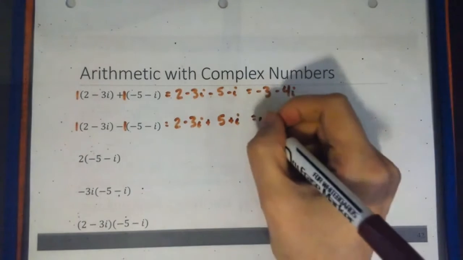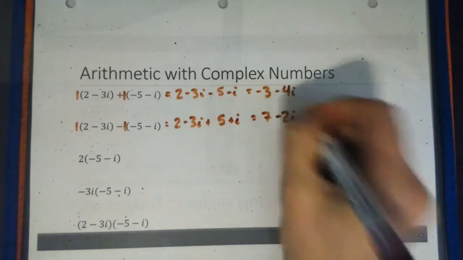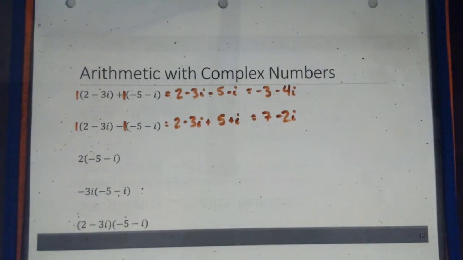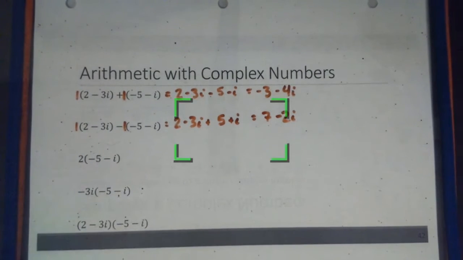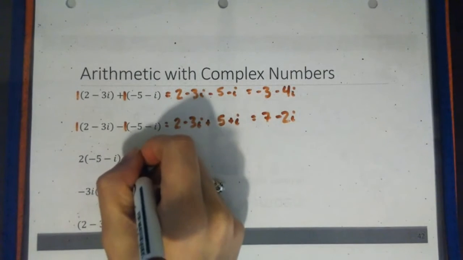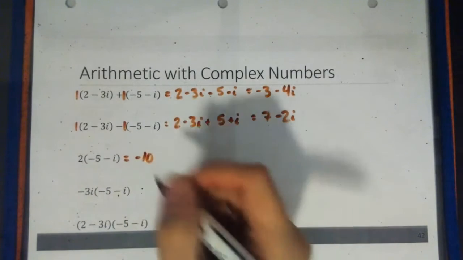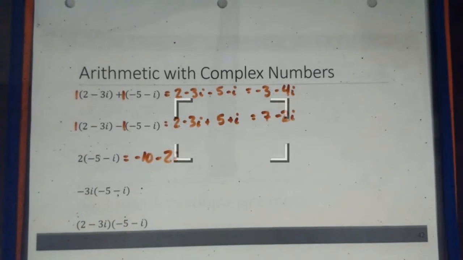Now if I combine like terms, 2 plus 5 is 7, negative 3i plus i is negative 2i. So this complex number is 7 minus 2i. Next up, we're going to look at 2 times negative 5 minus i. So I'm just going to distribute that through the parentheses. I'm looking at negative 10 minus 2i. Can't do anything with that, so it just stays.